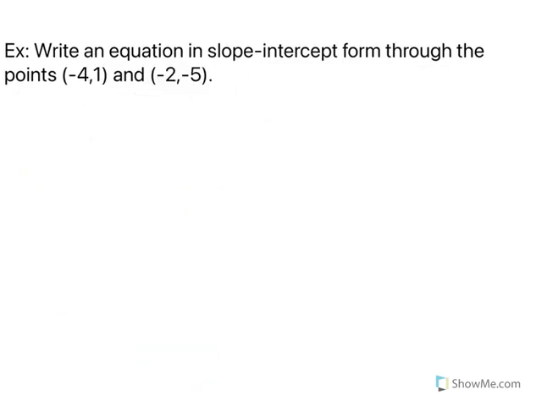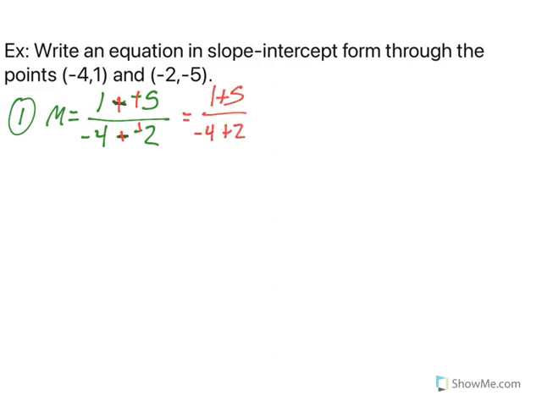Let's do another one with negative numbers. Write an equation in slope-intercept form through the points (-4, 1) and (-2, -5). Again, we are going to start with the slope. So I'm going to take y2 minus y1 over x2 minus x1. You'll notice that I said minus, and then we have negatives. So when you subtract a negative, two negatives make a positive. So this is the same as 1 plus 5 over -4 plus 2.